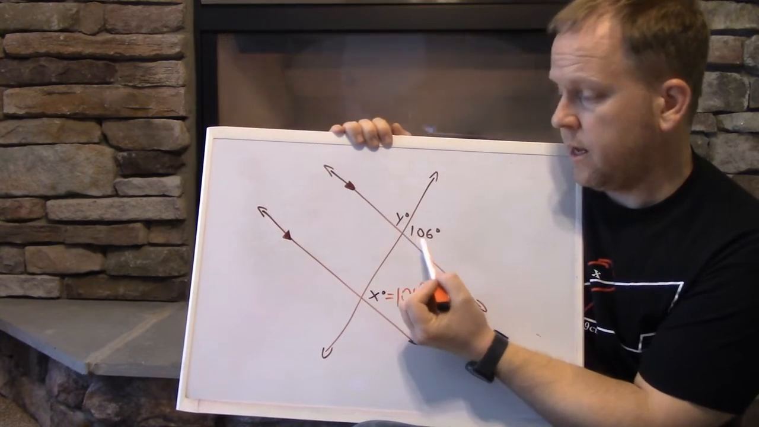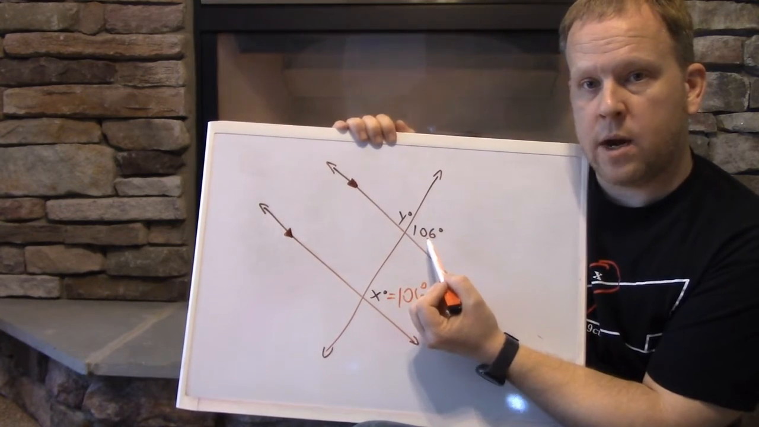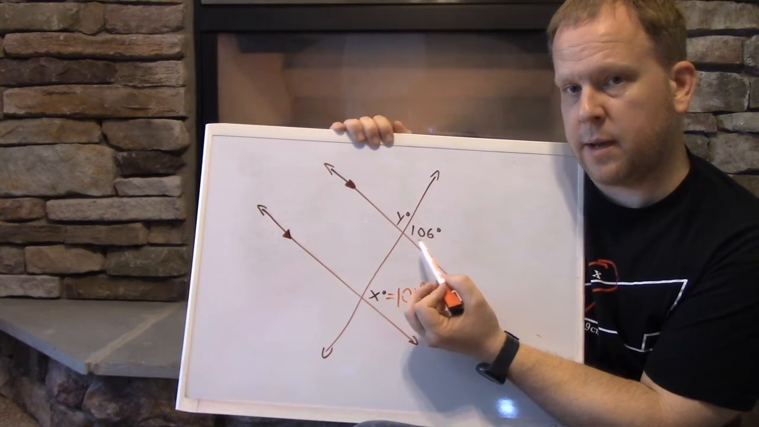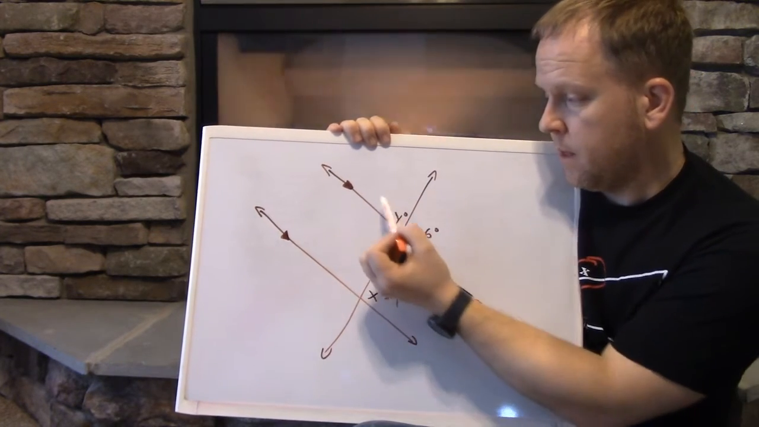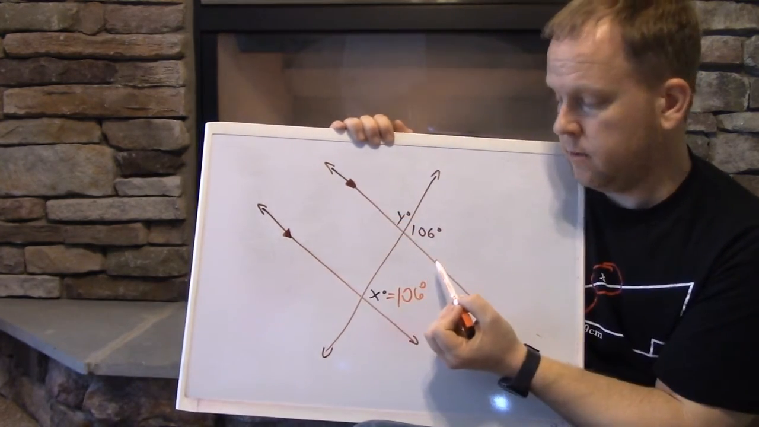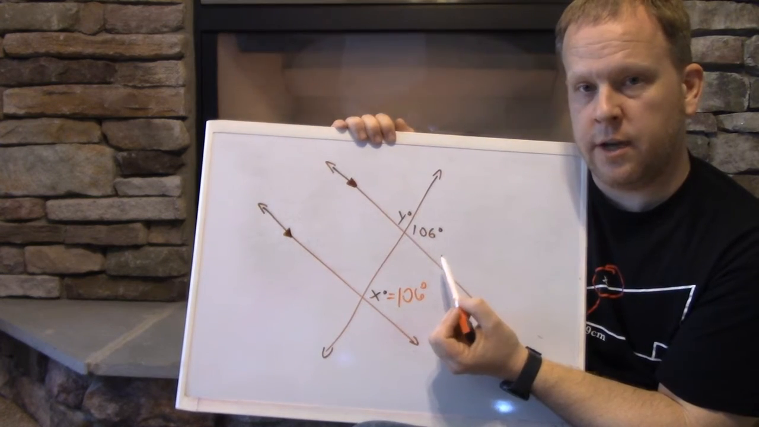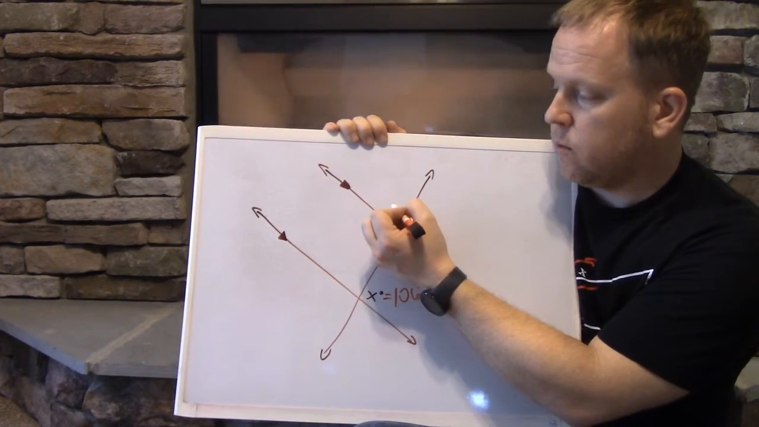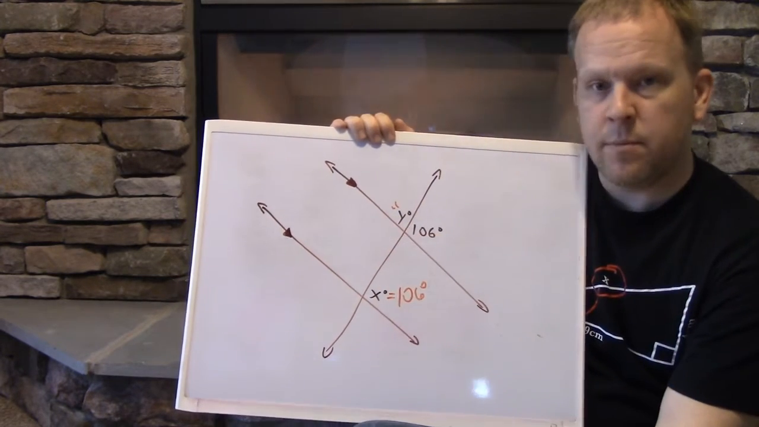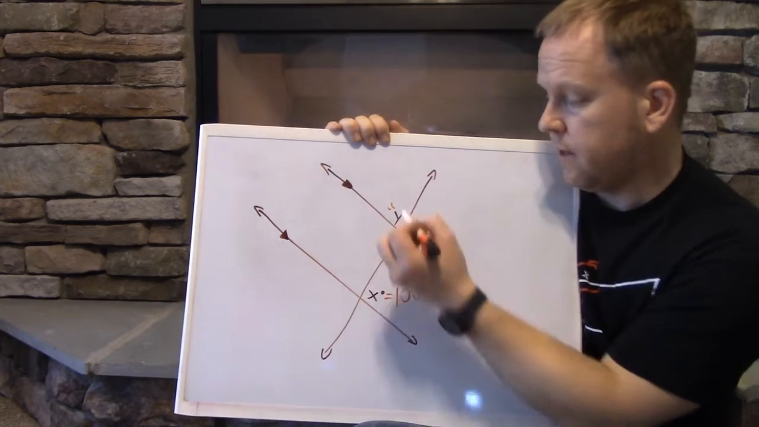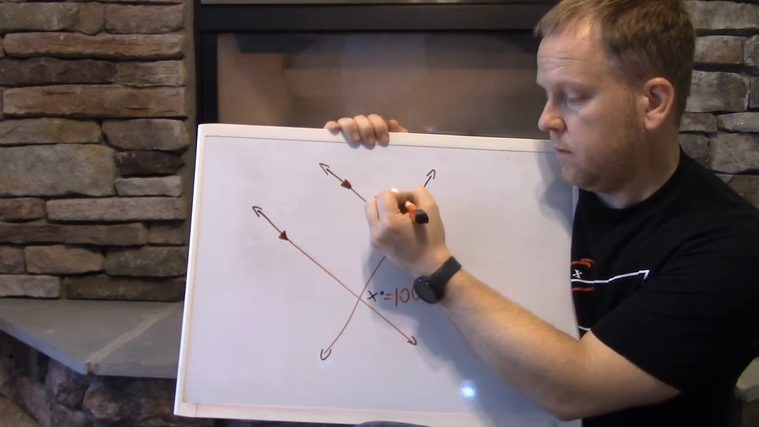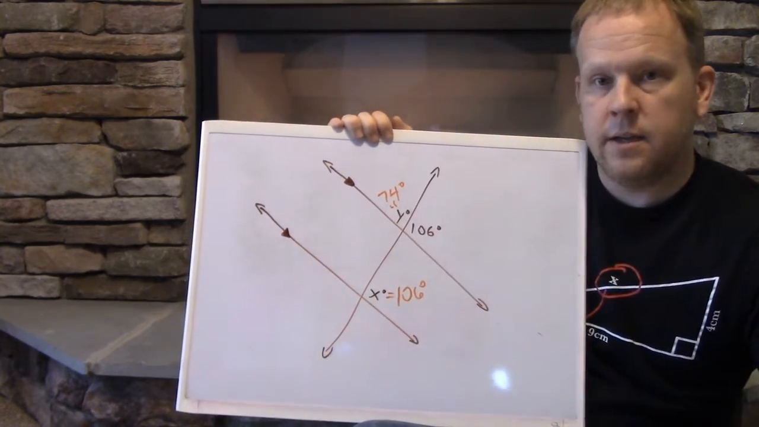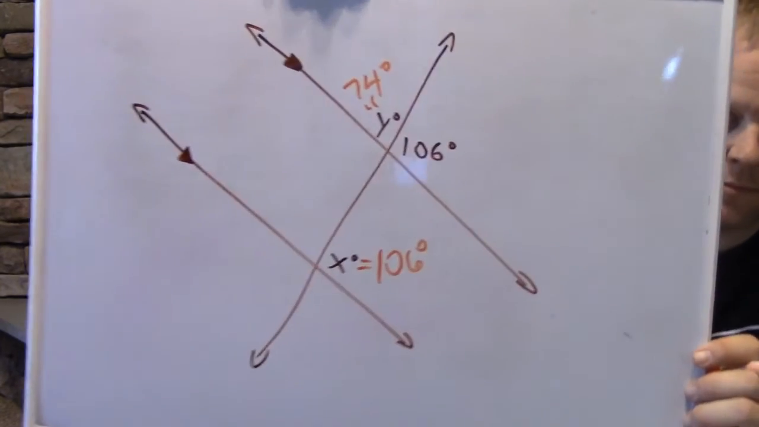Now, x and y have no relationship. So let's look at y and 106 degrees. What kind of angle pairs are those? This is back from chapter 1. They are a linear pair. Together they make 180 degrees. So 180 minus 106 will get you angle y. 180 minus 106, 74. So y is 74 degrees.